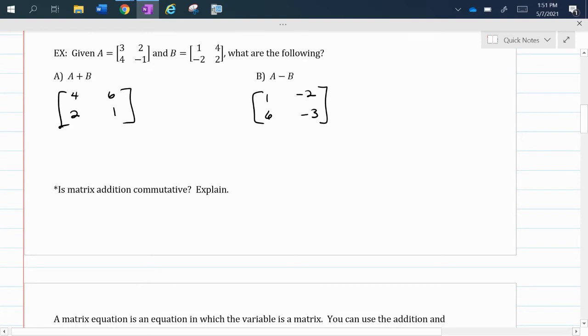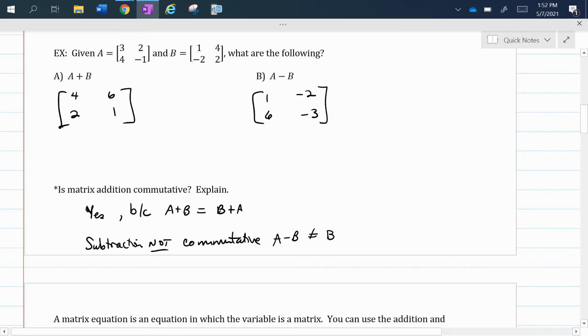And so the question is, is matrix addition commutative? So in other words, is matrix A plus B the same thing as matrix B plus A? And the answer is yes. Matrix addition is commutative because matrix A plus B is the same thing as matrix B plus A. But matrix subtraction is not commutative because matrix A minus B would not be the same thing as matrix B minus A.